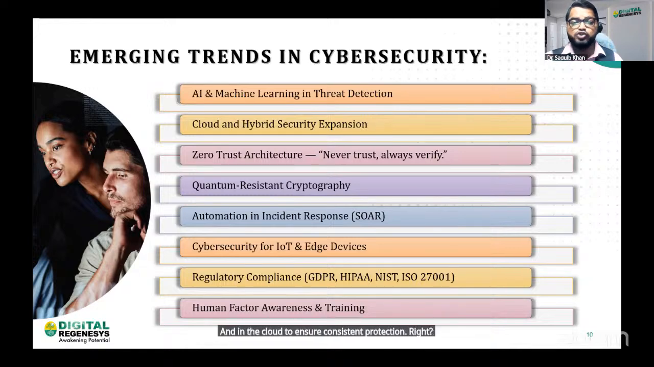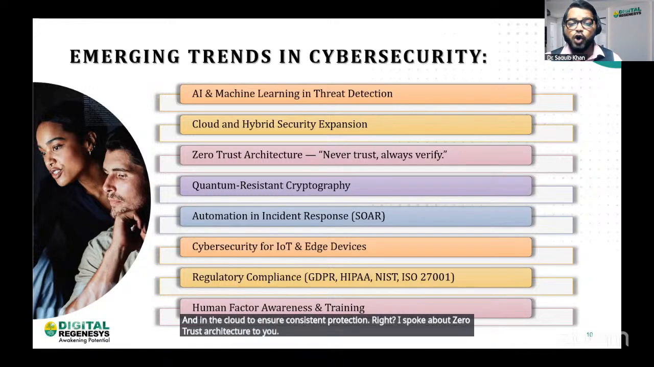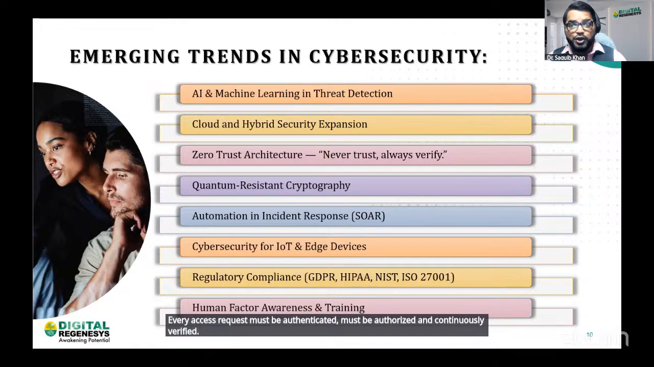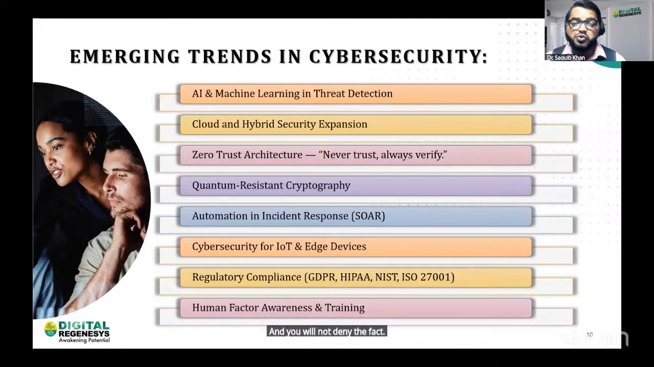Right? I spoke about zero trust architecture to you. Never trust, always verify. The zero trust model assumes that no user and no device is automatically trusted, even if they are inside the organization's network. Every access request must be authenticated, authorized, and continuously verified. And you will not deny the fact that this minimizes the risk from insider threats and compromised accounts. It is based on the principles of least privilege, micro segmentation, and continuous monitoring, right?